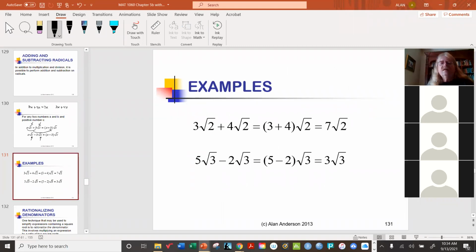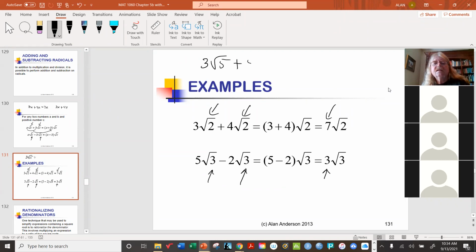Now these, of course, have the same radicals, so all I have to do is add these together to get 7 radical 2. All right, and based on the same logic, these are both the same, so now I have 5 minus 2 radical 3, which reduces very nicely to 3 radical 3. But if I had something like this, there's nothing I can do with it, because they're different radicals and they cannot be simplified any further. So that's it, you're done.